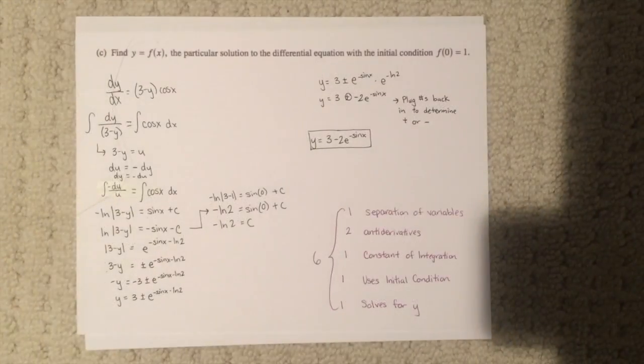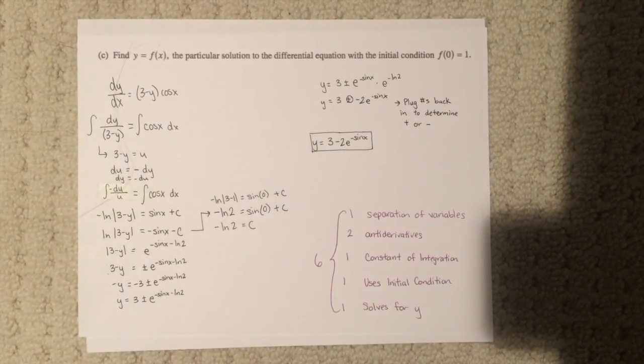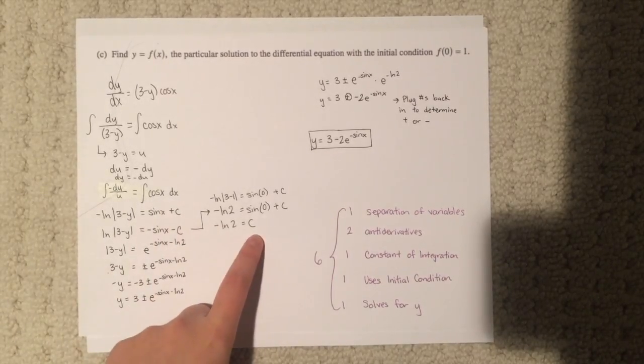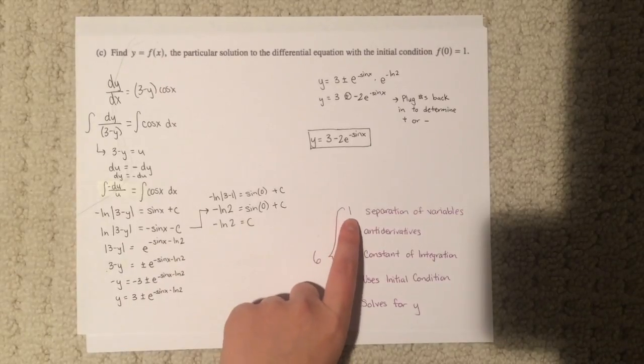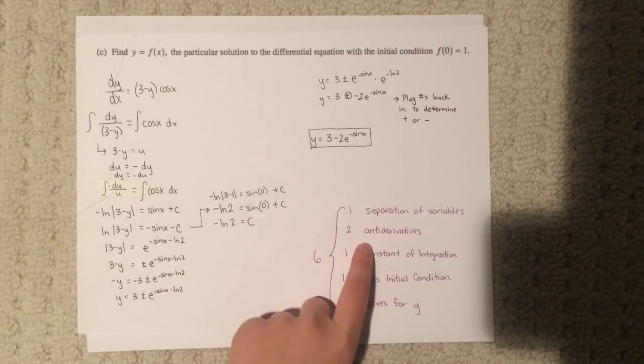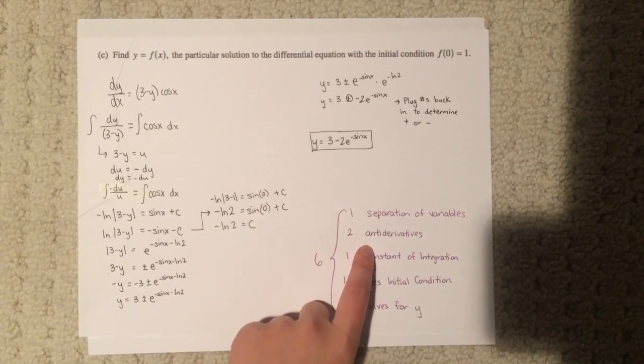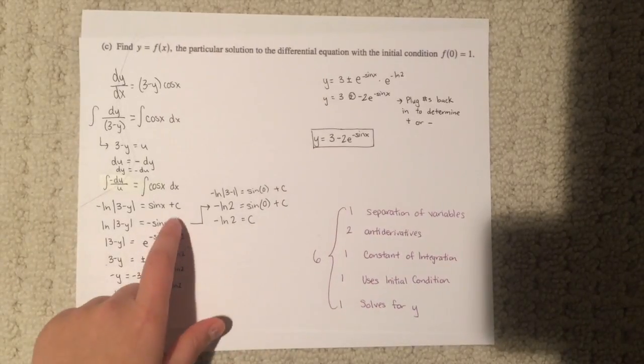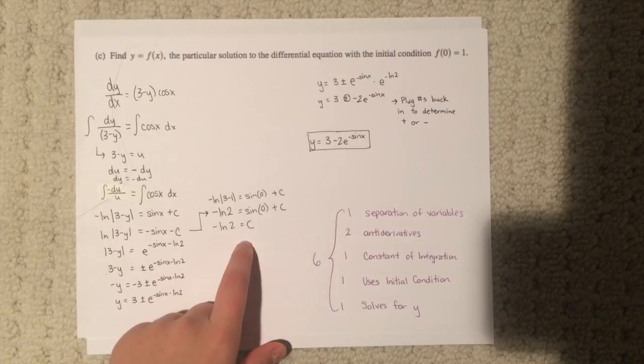So out of the 6 points that are possible for this question, if you don't find the constant of integration or add c or solve for c, then the highest you can get is a 3 out of 6, which is the first point for separation of variables and the 2 points after for the antiderivatives. You cannot get any of the other ones. So that is not good. So always make sure you add c and solve for c.